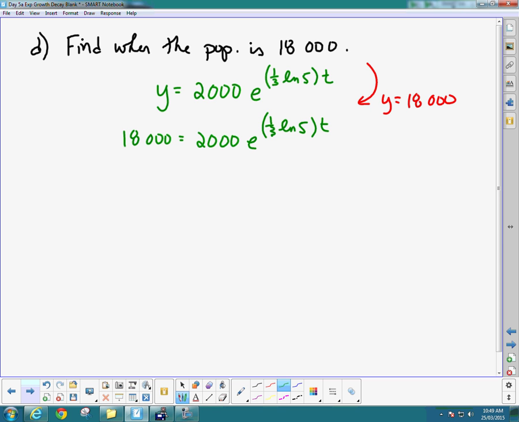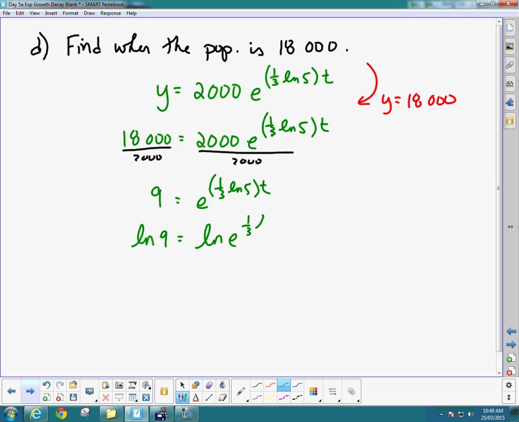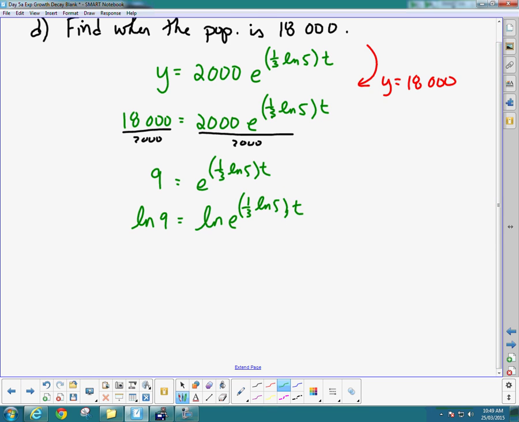Again, we need to solve for t this time, which we're going to have to isolate. We'll isolate, as always, by dividing by 2,000. That's going to get us 9 equals e to the 1/3 ln 5t. We're going to do the same thing we did before, take the log of both sides, but since it's e, we're going to be more specific and take the ln of both sides. By taking the ln, it gains us access to that exponent because the exponent will come down.